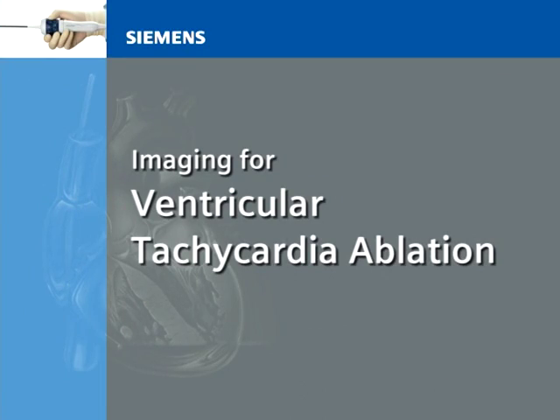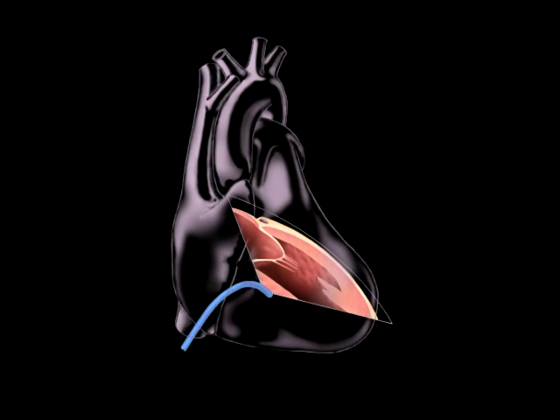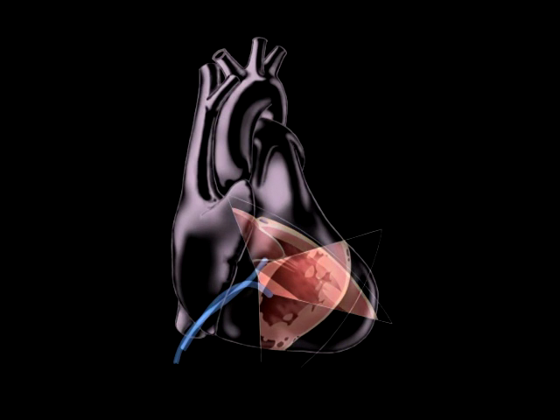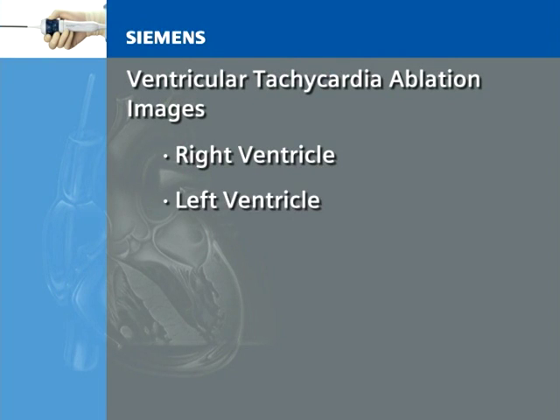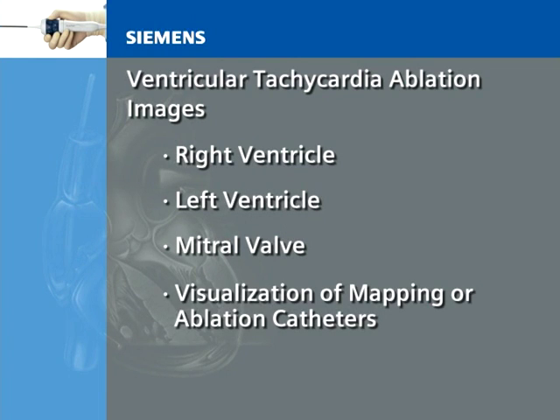Imaging for ventricular tachycardia ablation. By manipulating the catheter into the right ventricle, the routine images that can be visualized for ventricular tachycardia ablation include right ventricle, left ventricle, mitral valve, visualization of mapping or ablation catheters.